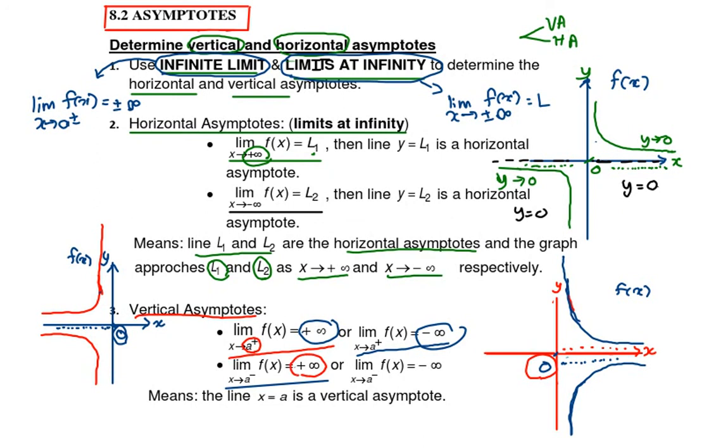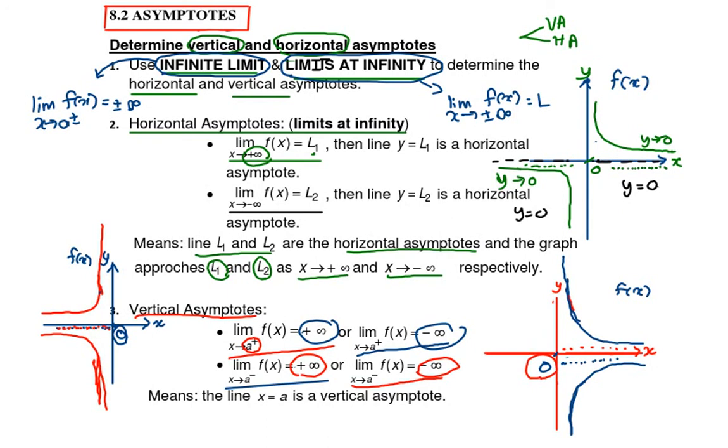And then look at this graph. Limit as x approaches a from the left of f(x) equals negative infinity means, from this graph, x approaches 0 from the left, and y is decreased, negative infinity.